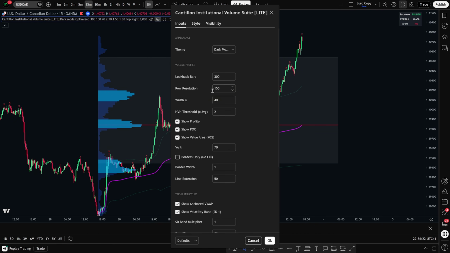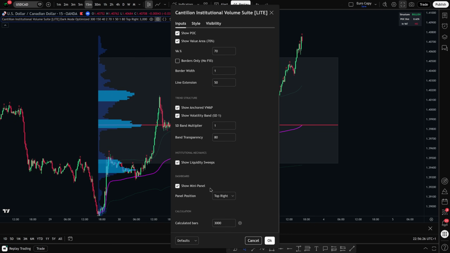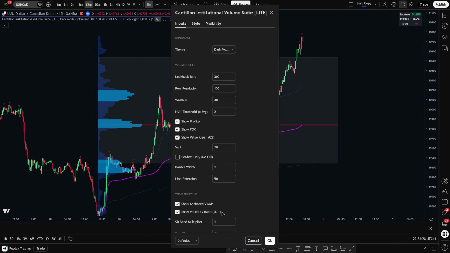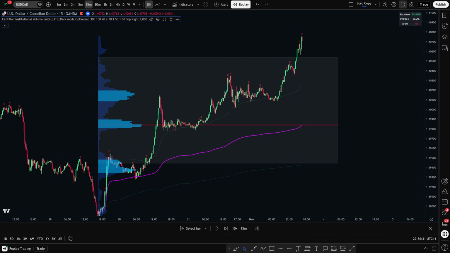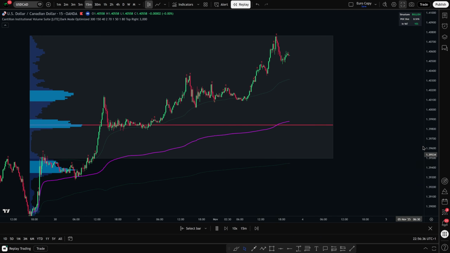This indicator does not replace discipline. It replaces guessing. When you combine it with proper risk management and patience, it gives you a structured framework to trade logically instead of emotionally.